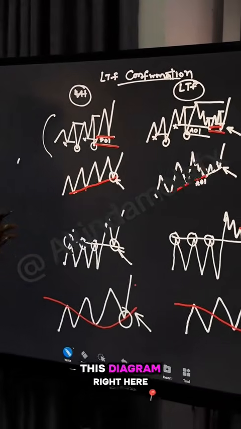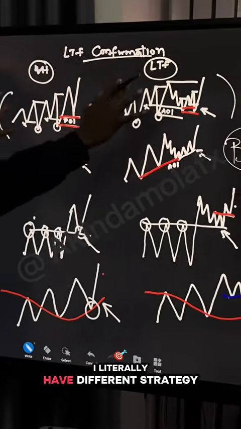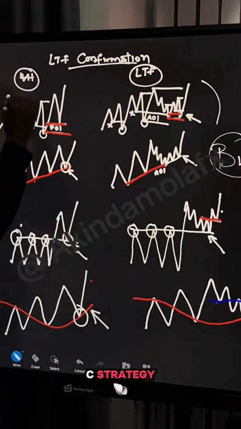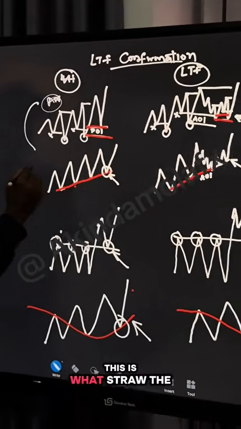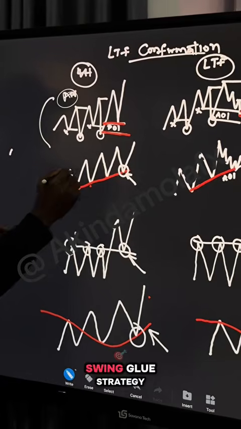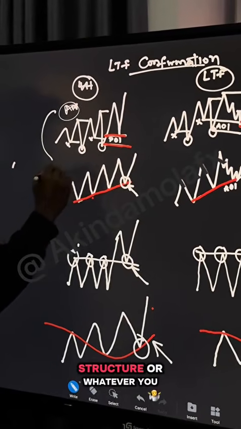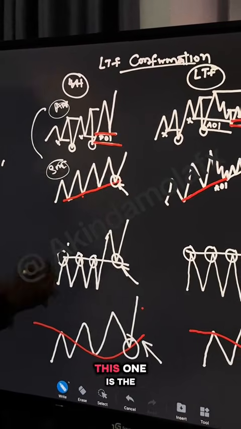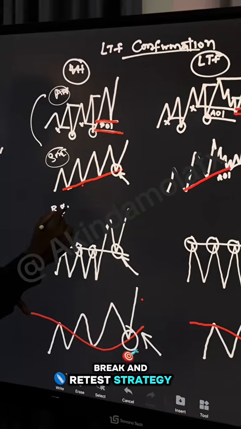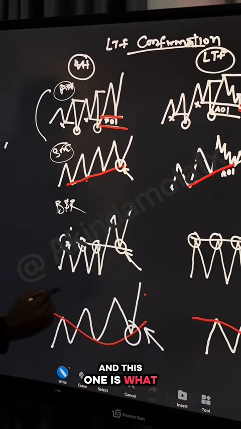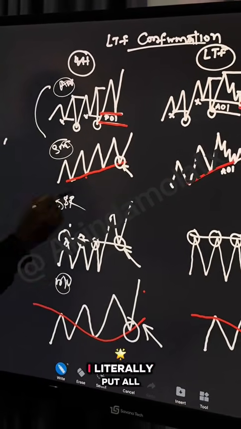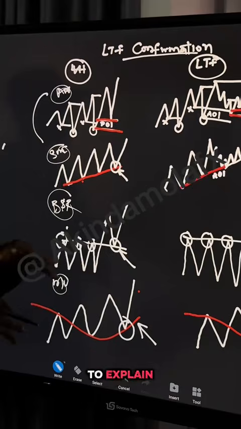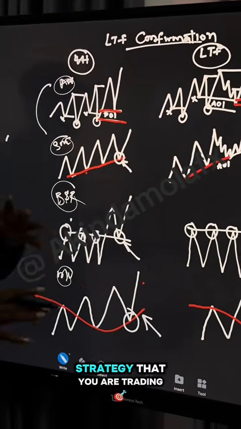Now look at this diagram right here. I literally have different strategies here, right? This is the ABC strategy. This is the swing high and swing low strategy, structure, or whatever you want to call it, SMC. This one is the break and retest strategy. And this one is what? Moving average. I literally put all this so you will know that what I'm trying to explain can apply to any strategy that you are trading.